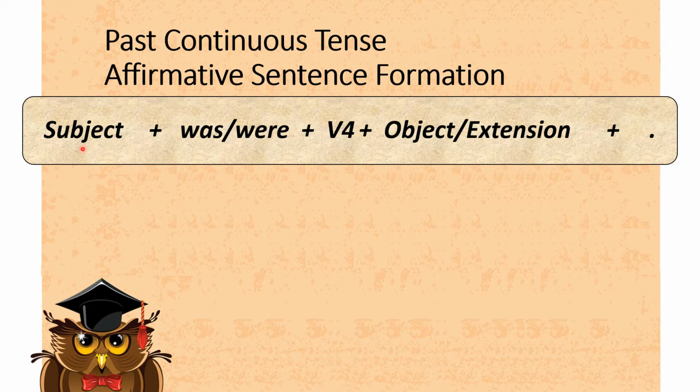First comes the subject, then you add was or were as auxiliary verbs or helping verbs. Then you add the fourth form of the verb. Actually, if you add ing at the end of the first form of the verb, it becomes the fourth form of the verb. Another name of the fourth form of the verb is present continuous. Then you add the object or extension along with the full stop at the end.